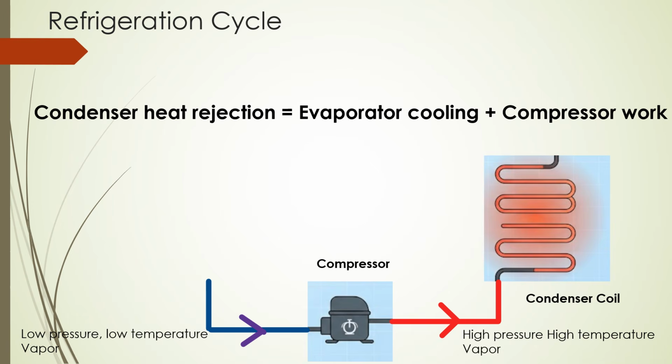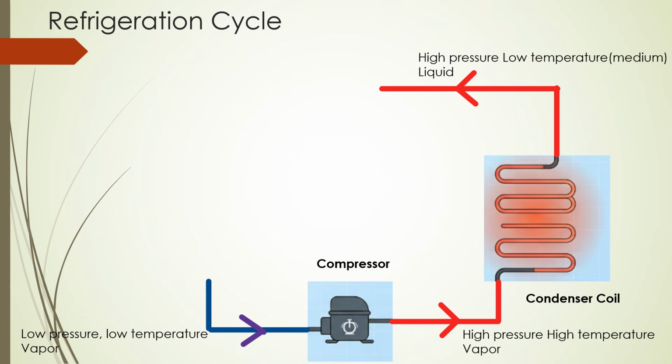After the condenser, we get high pressure, low temperature liquid. This low temperature means it's a medium temperature side. Then it goes to the expansion valve. It controls refrigerant flow and creates the required pressure drop.